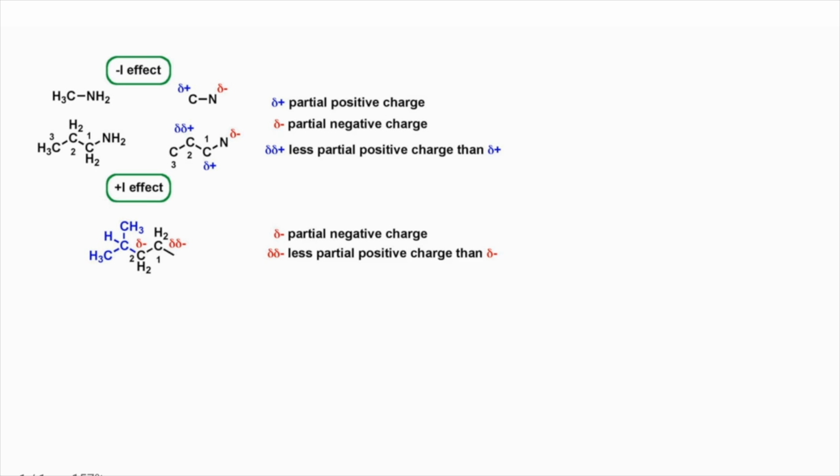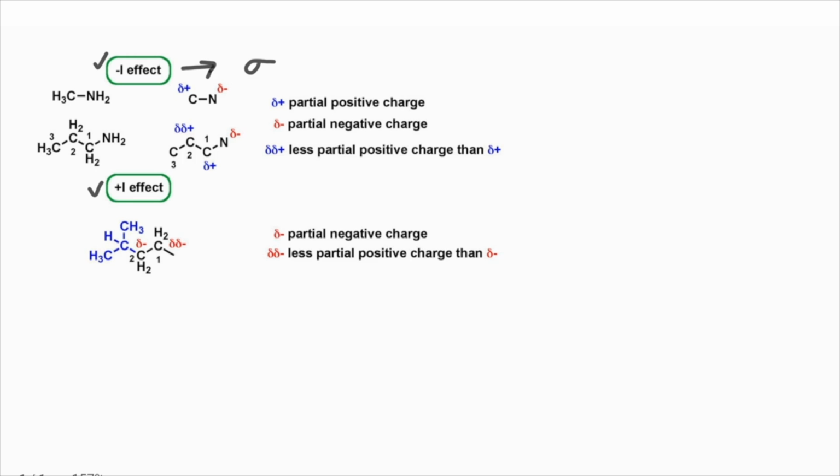Today's topic is types of inductive effect. In the last video we have already seen what inductive effect is. A quick glance of it: inductive effect is nothing but the shifting of sigma bonded electrons from a less electronegative element to a more electronegative element. It is of mainly two types, minus I effect and plus I effect.